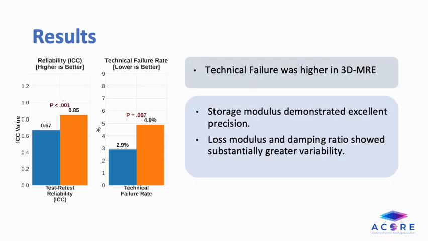Although three-dimensional MR elastography demonstrated superior precision, it also exhibited a slightly higher technical failure rate compared with two-dimensional MR elastography, particularly at 3 Tesla. Among the additional quantitative biomarkers, the storage modulus demonstrated excellent repeatability and reproducibility, suggesting that it may become a useful complementary biomarker in future studies. In contrast, the loss modulus and damping ratio showed considerably greater variability, indicating that these parameters require additional technical refinement before they can be routinely incorporated into clinical practice.